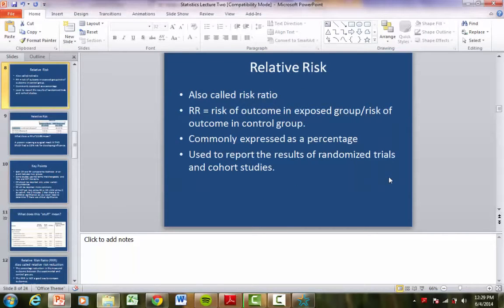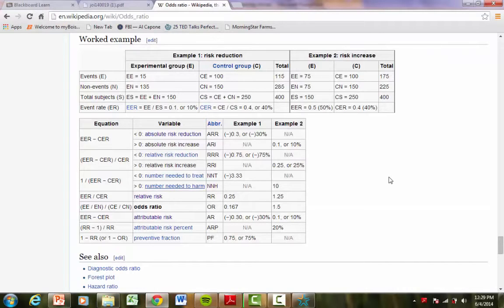So I'm going to go to that Wikipedia site again, and let's compare. Here was odds ratios. Do you see how they did the math here? And I can always go back up here for my definitions of what were the pieces I plug in for the math.